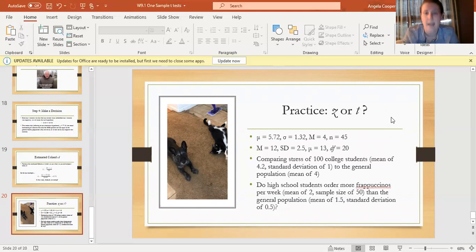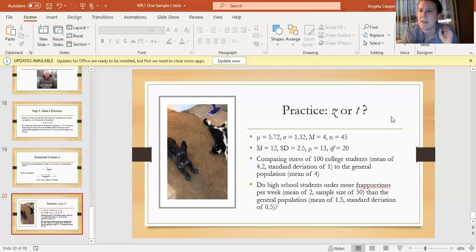Excuse me. Last one, do high school students order more Frappuccinos per week, mean of 2, sample size of 50, than the general population, mean of 1.5, standard deviation of 0.5. Okay, so high school students with a sample size of 50. We know that our sample here is high school students, and the number of high school students that were sampled was 50, and they have a mean of 2. So they order 2 Frappuccinos per week. The average of these 50 students said they order 2. Then the general population, mean of 1.5, standard deviation of 0.5.